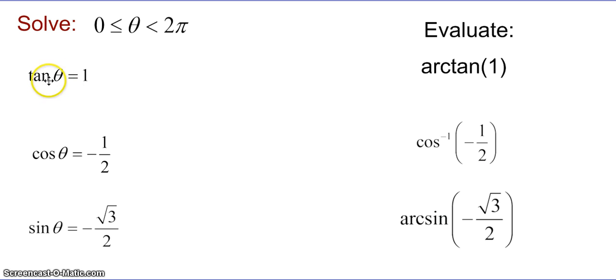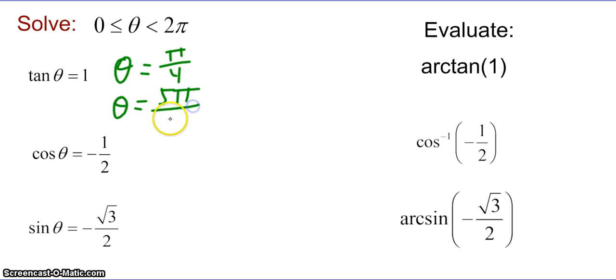So here we have the tangent of theta equals 1, and we want to solve between 0 and 2 pi. We've done problems like this before. This is saying at what angle does tangent equal 1 between 0 and 2 pi, and we're actually going to have two answers. So where does tangent equal 1? Well, tangent is going to equal 1 when theta is pi fourths, and when theta is 5 pi fourths. Well, what if the problem said evaluate the arctangent of 1?